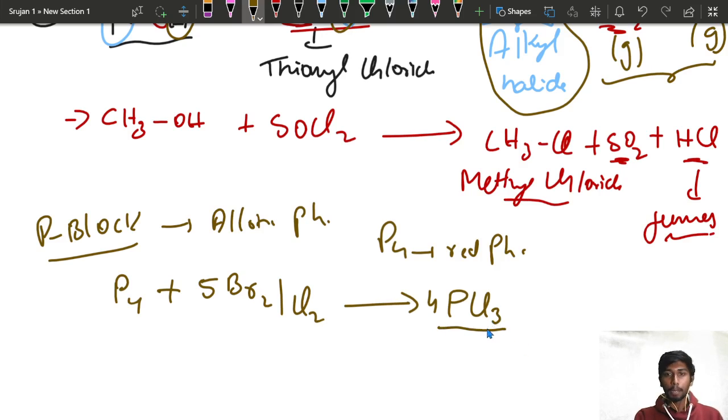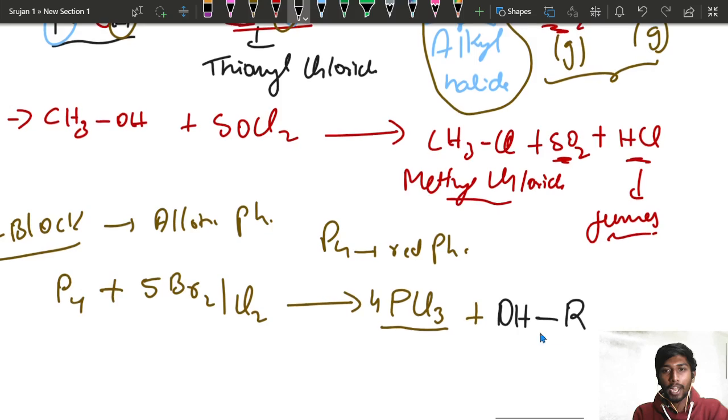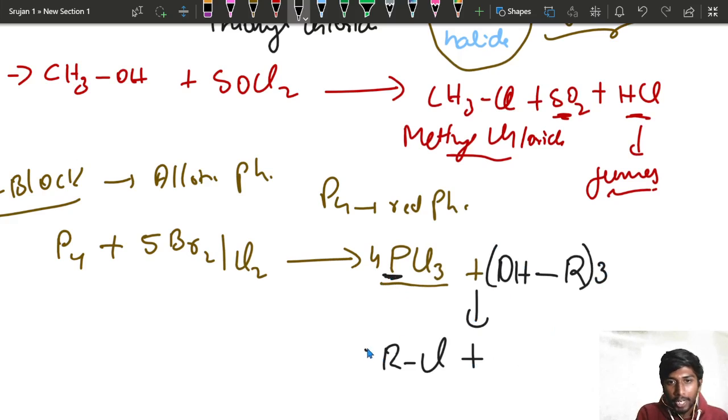PCl3, phosphorus trichloride. When you treat this phosphorus trichloride with an alcohol, what does it give? Here you are getting the alkyl halide. You will take 3 moles of alcohol, so you are getting 3 moles of RCl, because you are taking 3 moles of alcohol. Here there are 3 chlorines, here 3 R groups, and 3 OH groups are left.